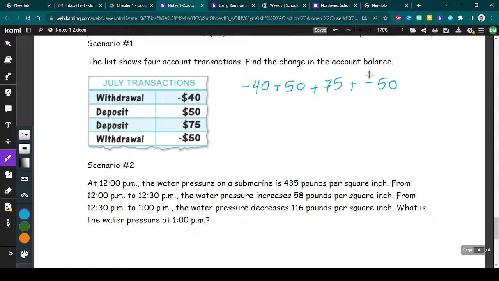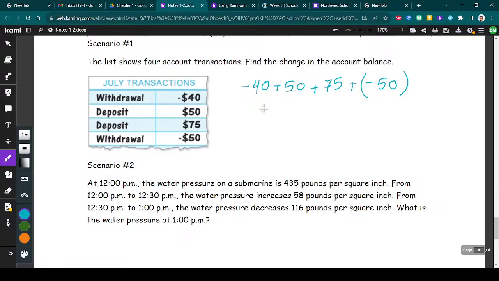Sometimes I write my negatives with parentheses around them, sometimes I don't. Sometimes you'll see them in books with parentheses around them, and sometimes you won't. So just be aware. You can solve this problem several different ways. It's completely up to you.